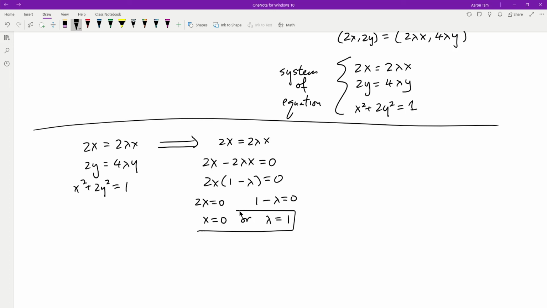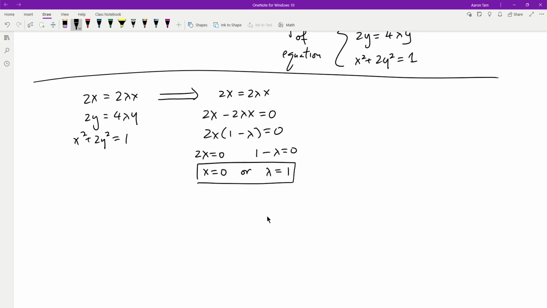Now, here's something interesting: this actually is the word "or", because it's either one or the other, not "and", because they don't have to both be true for the statement 2x times (1 minus lambda) to equal 0. Now, because I have two scenarios here, I could have x equal to 0 or lambda equal to 1. I can now try to break this into two cases. I'm going to do what we call case 1. We're going to do some kind of case analysis. So let's say we have x equal to 0 to be true.